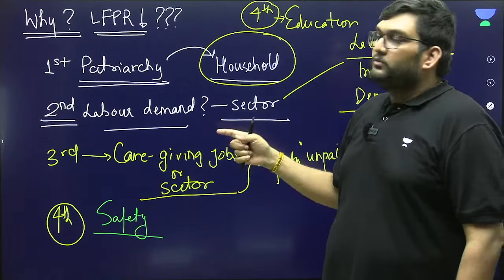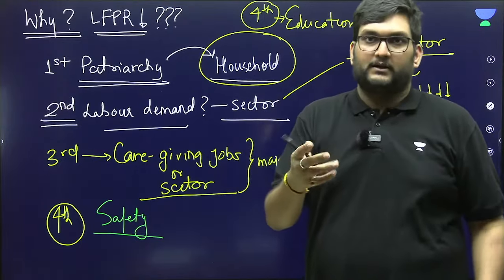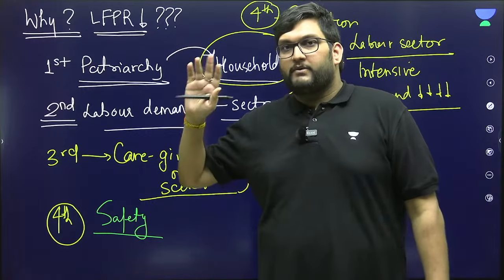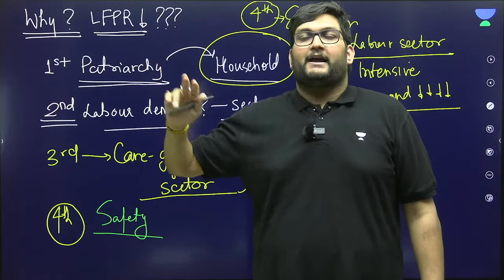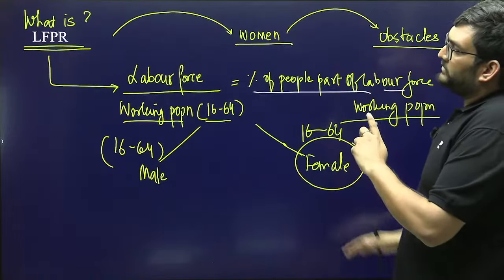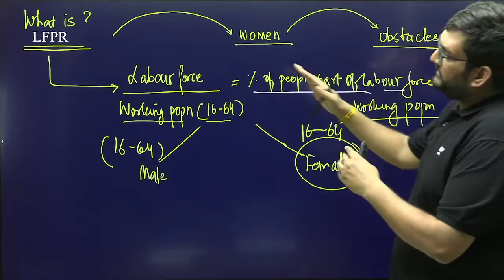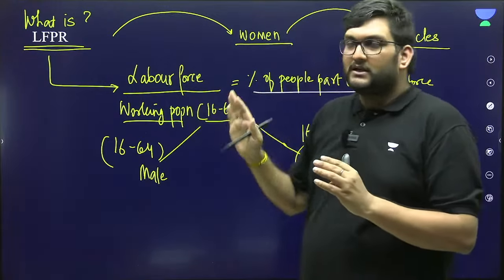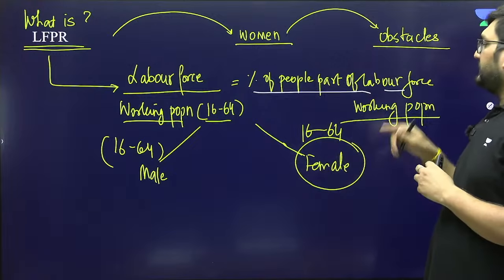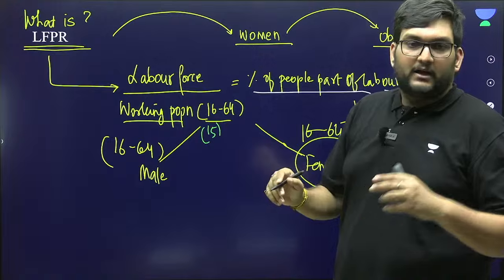So as I told you, the question remains: how do we move forward? Before I talk about the way forward, let's revise what we've done till this point. The first thing we discussed was what the labor force participation rate is. Labor force divided by working population gives you the percentage of people who are part of the labor force. This can be 15 or 16 based on the data you're looking at.